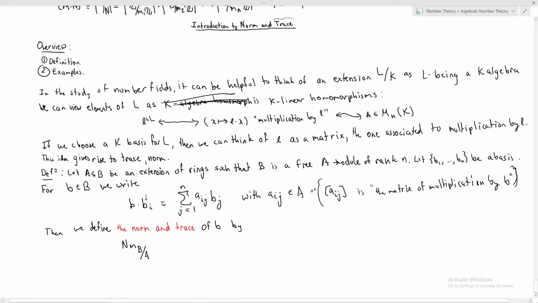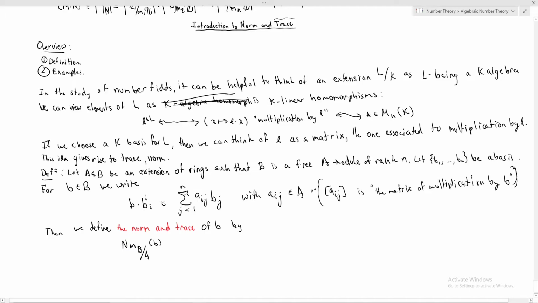If there are lots of rings floating around, so if A is sitting inside B and B is sitting inside C, you can talk about the norm from C to B or the norm from C to A, and they're not quite the same. There's a relationship between them, but they're not the same. So if there's many rings floating around, you need to be careful and specify this.